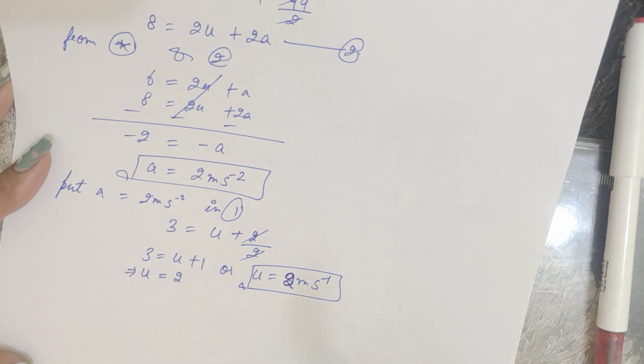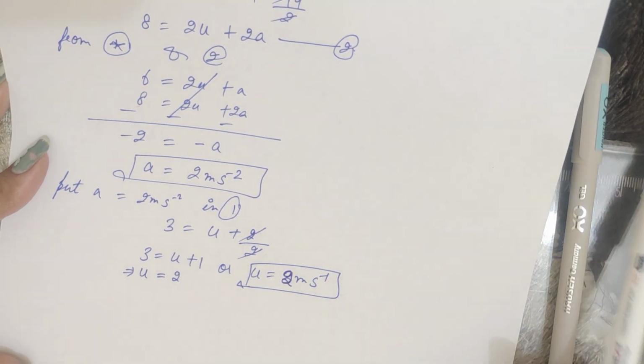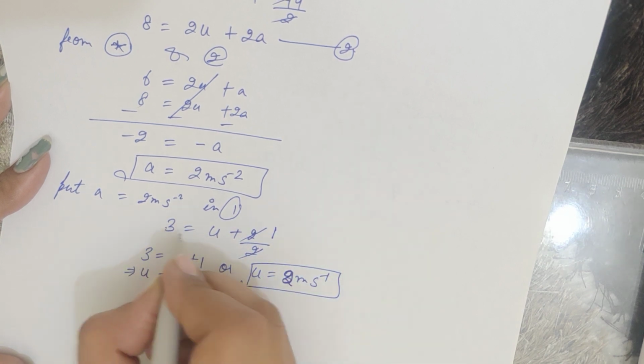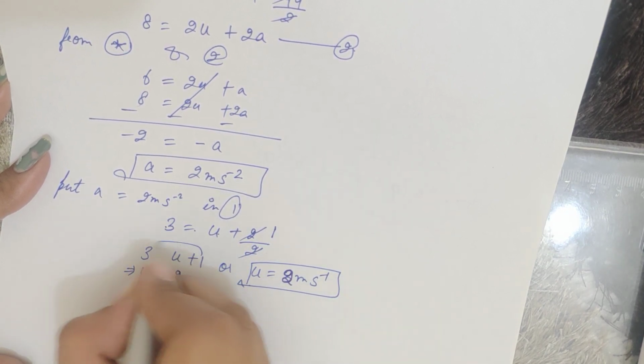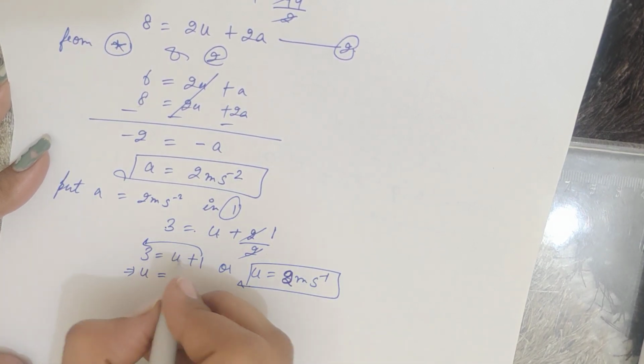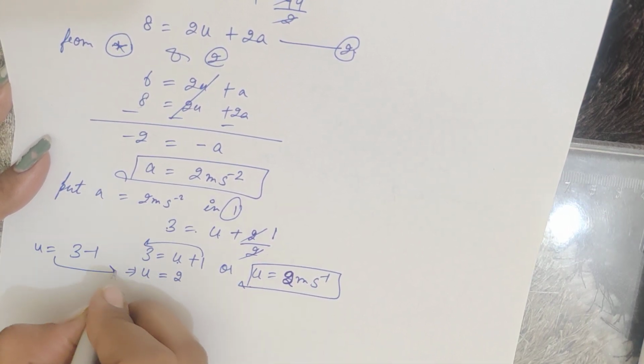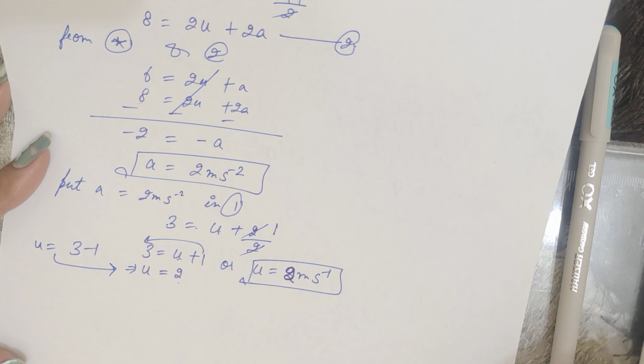Hope this is clear. Then the next is numerical number. See here one thing. After cutting 2 with 2, it is not 0, it is 1. So 3 is equal to u plus 1. This will come and change into the negative. So u is equal to 3 minus 1, which will give us 2. So u is equal to 2 meter per second.